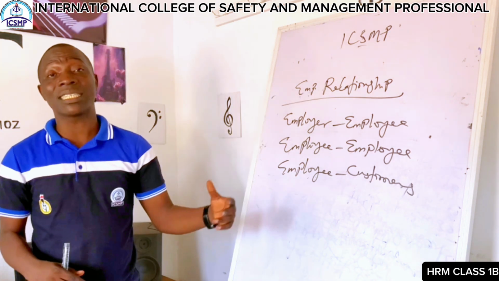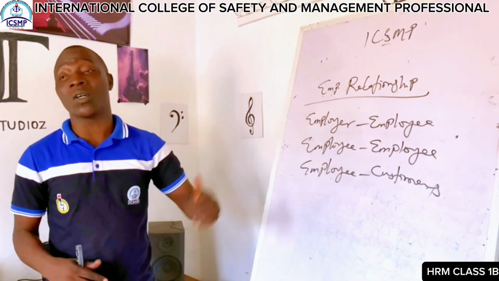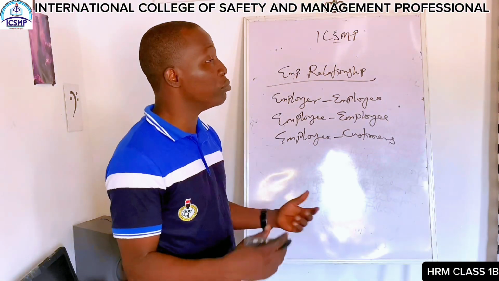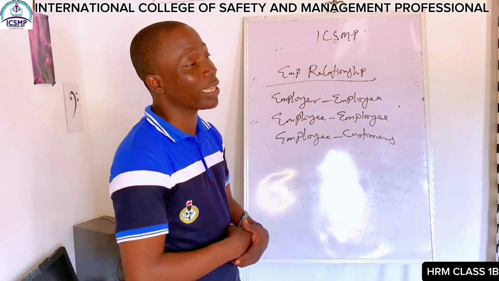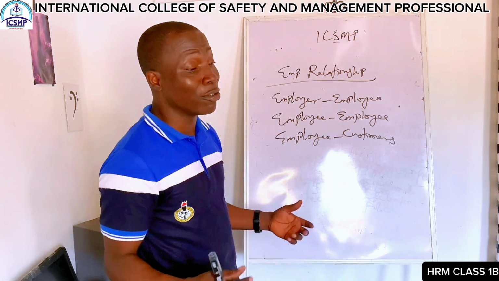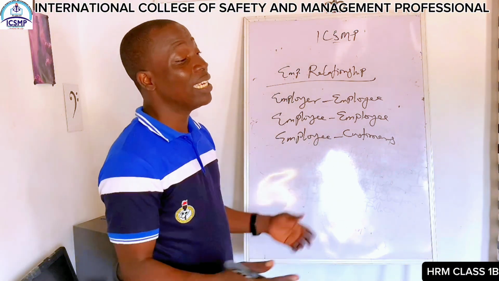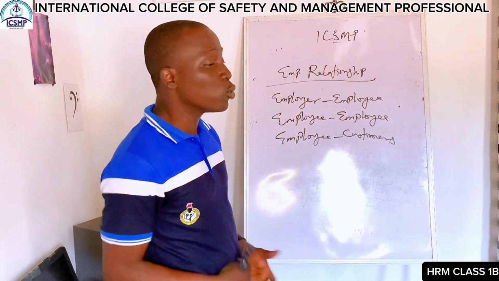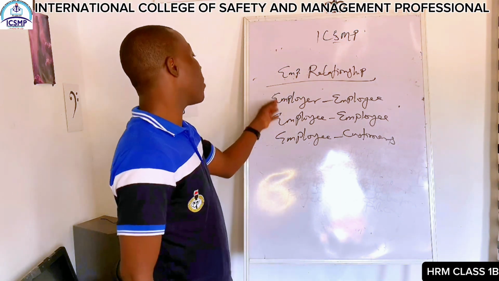So this relationship is very important, and that was part of what we discussed during remuneration and benefit administration. You must make sure they are okay. You must give them listening ears. You must know what they are passing through from time to time. You must make sure that everything about them concerns you, because at the end of the day, they determine what happens in the organization. They determine the output of the organization, because they are the ones doing the work. Do you understand? That's employer-employee.